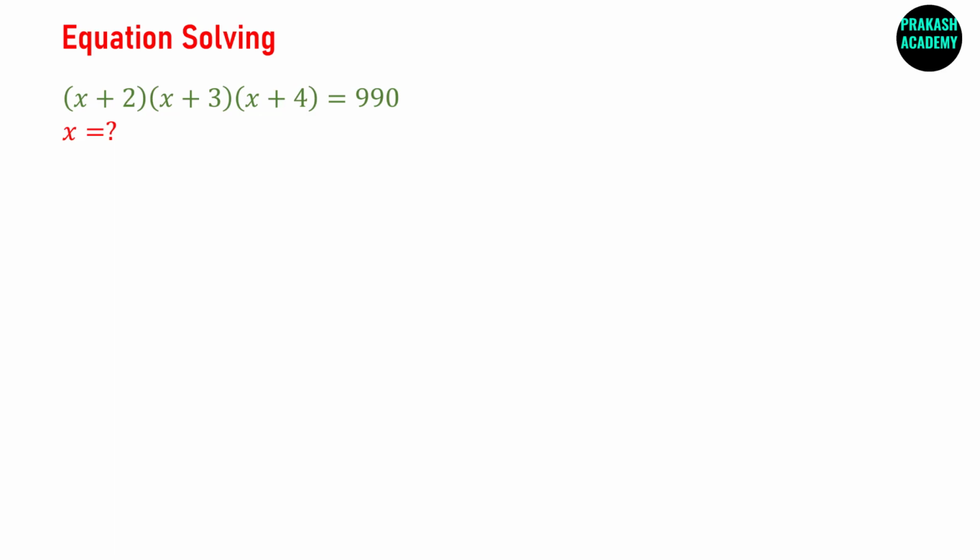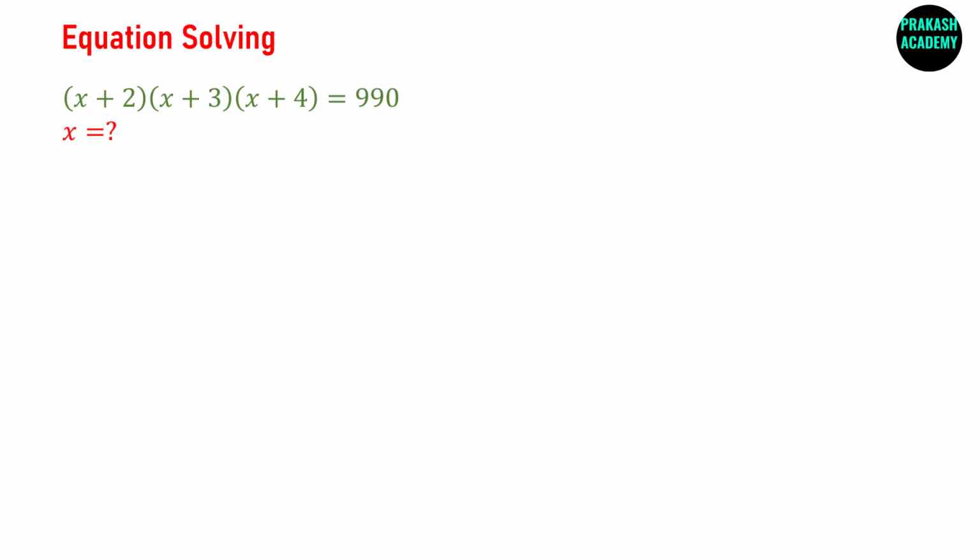So in this problem we have been given an equation and we have to find the value of x. The equation is (x+2)(x+3)(x+4) = 990. What is the value of x that satisfies this equation? So how will you solve this problem?